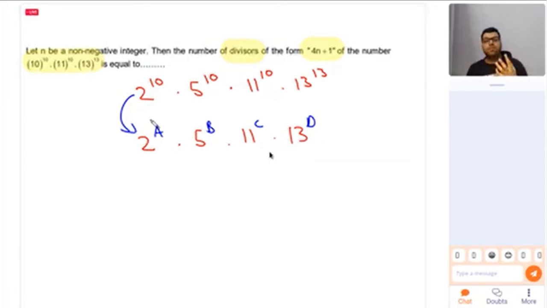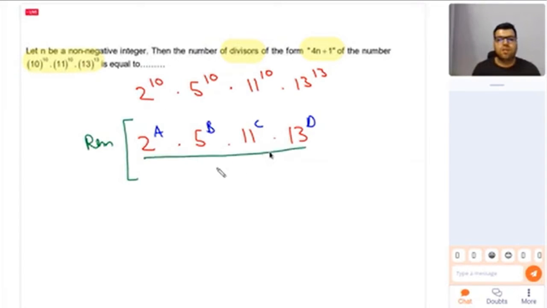But we have to find out those divisors which are of the form 4n plus 1. So I will apply the Rem function over here. The remainder of this value with 4, we want it to be 1. Why? Because 4n plus 1 form simply means remainder with 4 is 1. I need not explain it. Such numbers are 5 and 9 and 13, each of them giving remainder of 1 with 4. So now we have to see the condition on these A, B, C, D so that this remainder is coming out to be 1.